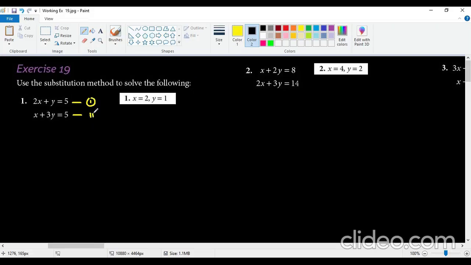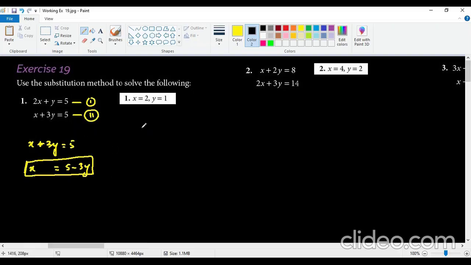Now, considering equation 2, x plus 3y equals 5. That means I'll take the value of x first. x is equal to 5 minus 3y. This way is also fine. So the value of x is 5 minus 3y.